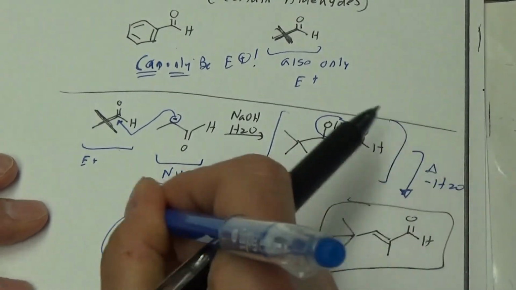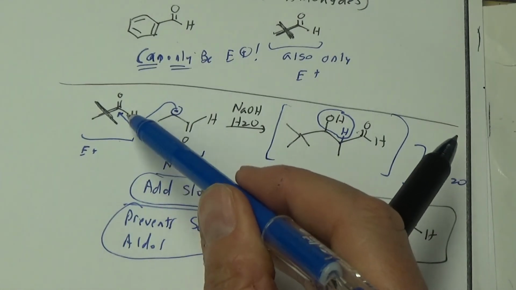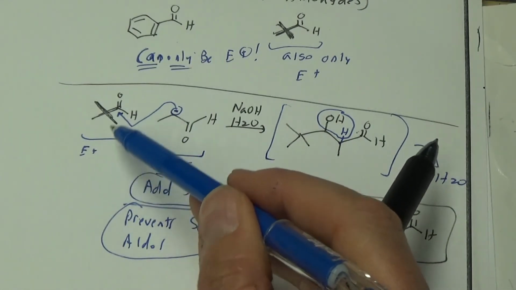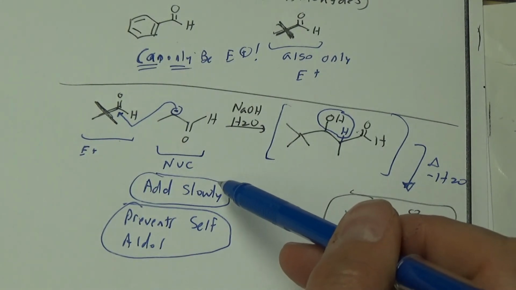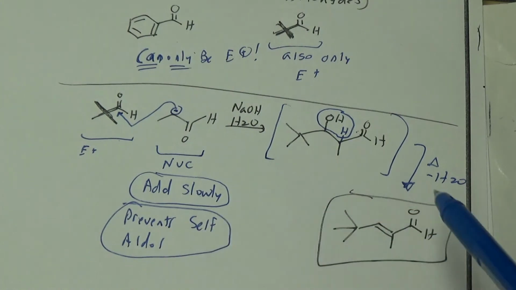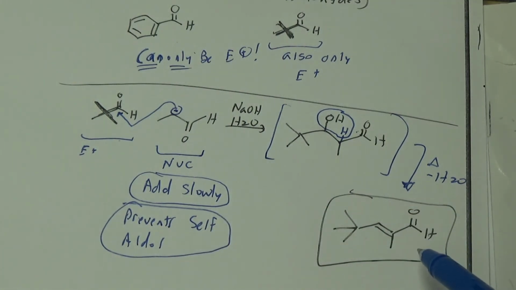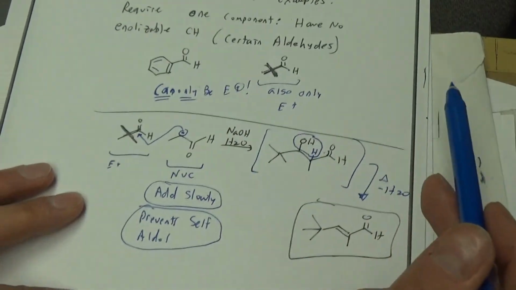What are the two tricks? One trick is use something that can only be an electrophile. This can only be an electrophile. The other trick is add the nucleophile slowly. It prevents the self-aldol business. You get a clean product, and that's a good example of an aldol.